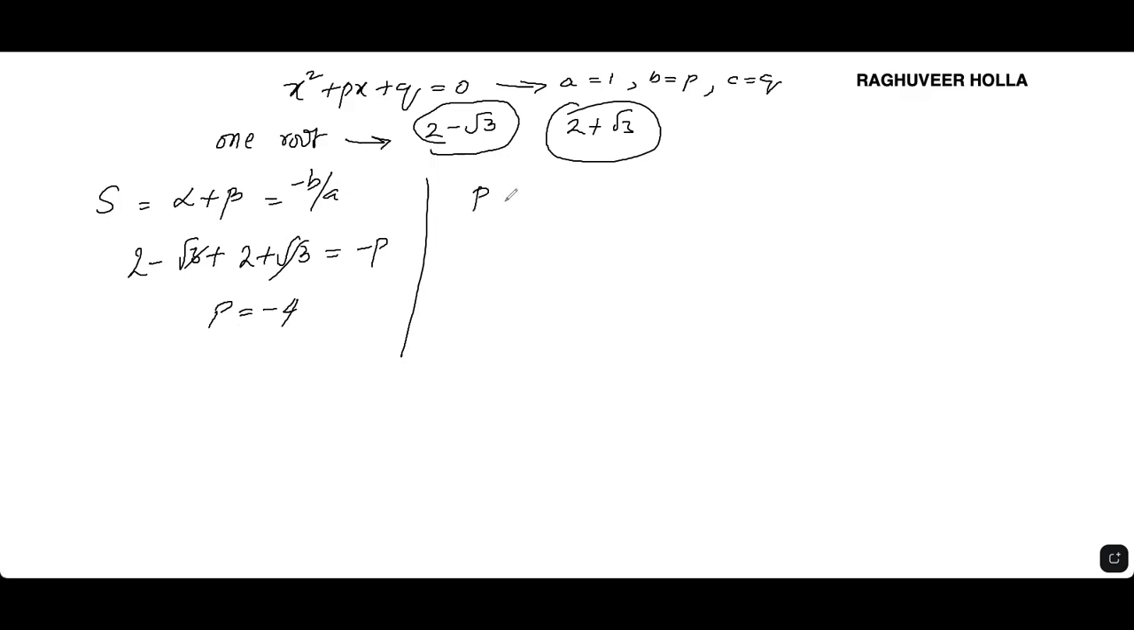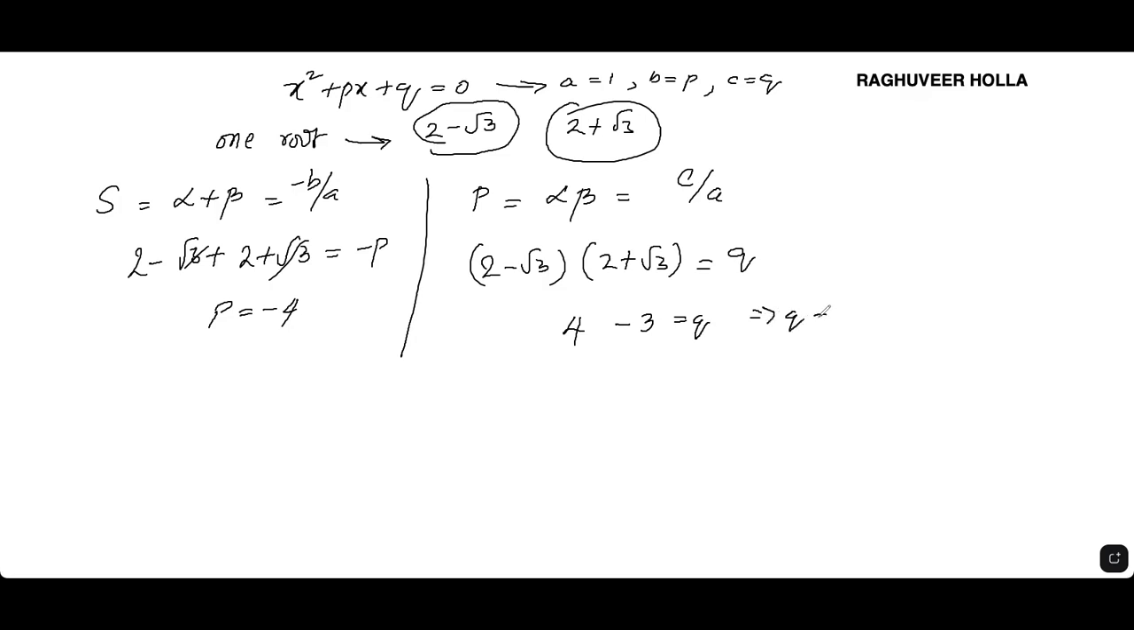So the product will be alpha into beta, which is c by a. The first root is 2 minus root 3, and the second root is 2 plus root 3. So this is q by a, which is q. So this is 4 minus 3, which is equal to q, or q is equal to 1. So we got p and q.